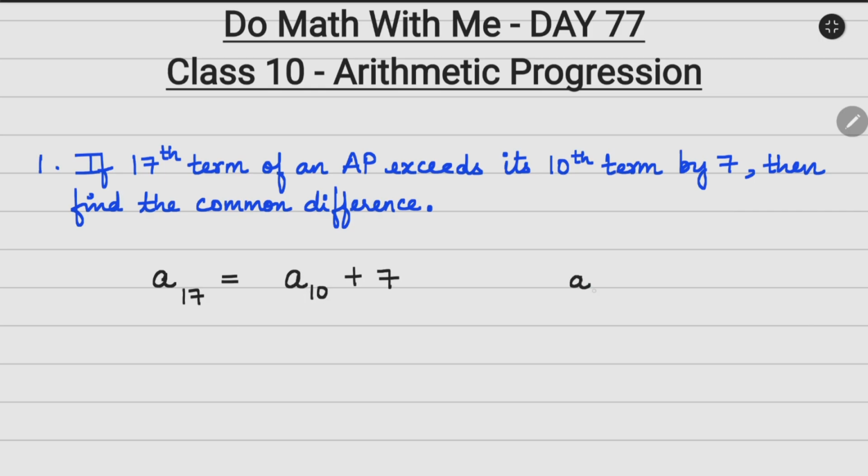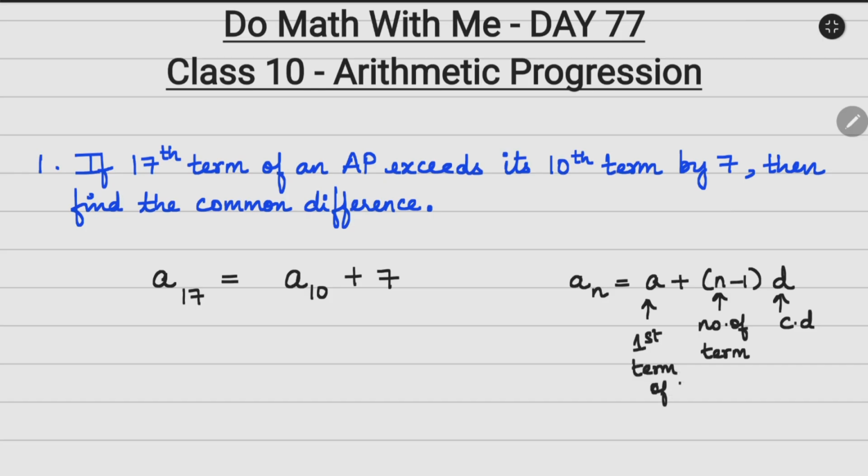We know the nth term formula, that is an is equal to a plus n minus 1 into d. So d happens to be the common difference, n is the number of terms in the AP, a refers to the first term of the AP, and an refers to the nth term. N could be any number. It could be the 10th term or 11th term or 25th term. N could be any number, right?